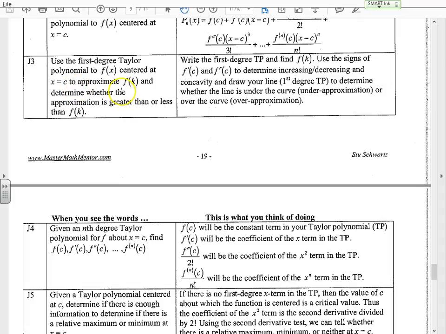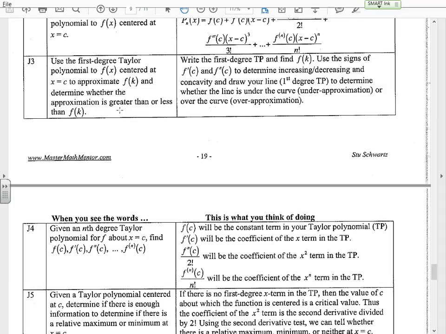So somehow find f double prime, either using the second degree term or literally taking two derivatives of the Taylor polynomial. Figure out positive or negative, which indicates concave up or concave down, which allows you to make your conclusion as to greater than or less than. If it's concave up, it's under. Concave down, it's over.